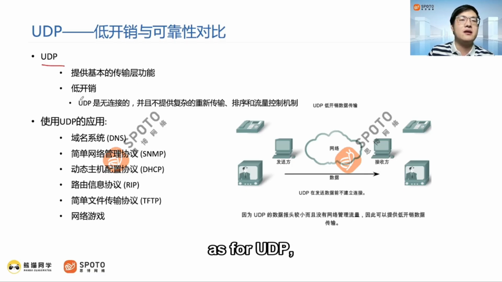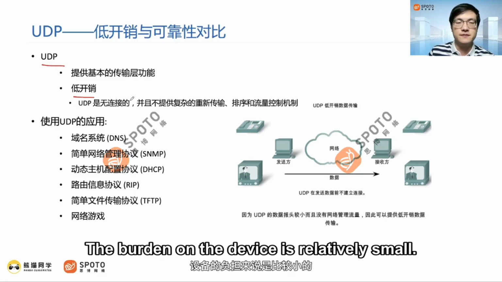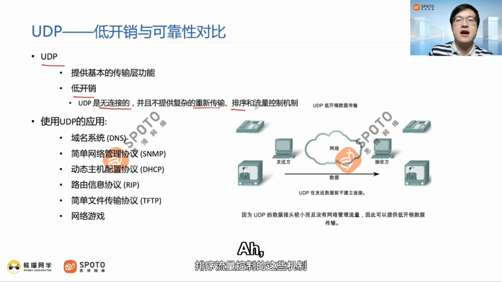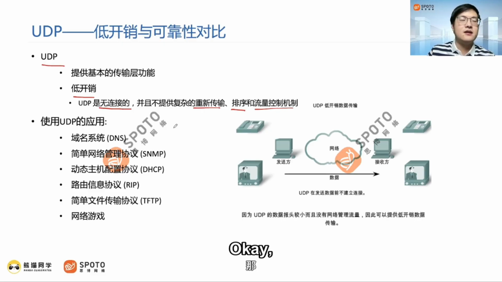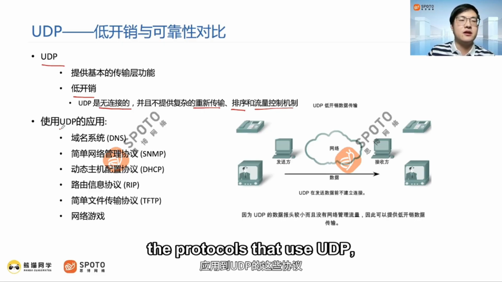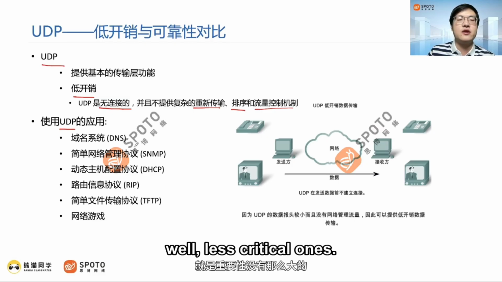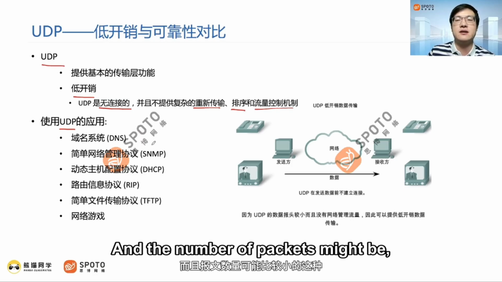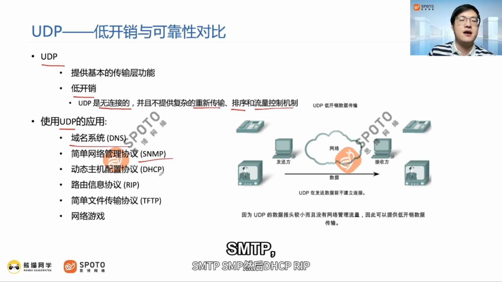As for UDP, its overhead, the burden on our devices, is relatively small. Because it's connectionless. It also lacks retransmission, sequencing mechanisms, or flow control. It just tries its best to deliver, right? Okay. The protocols that use UDP are generally less critical ones, or applications where I can just initiate it again, and the number of packets might be relatively small. Things like DNS, SNMP, and then DHCP and TFTP.